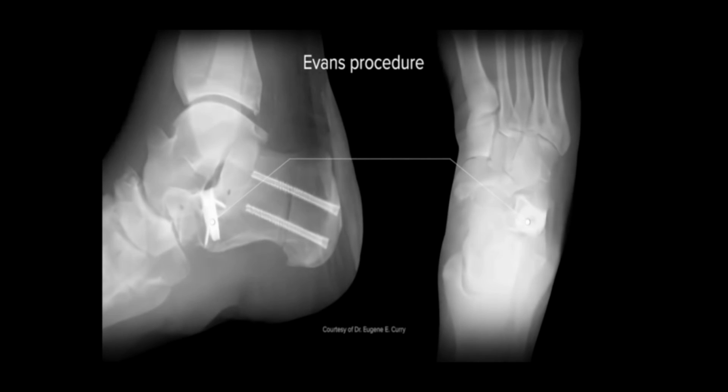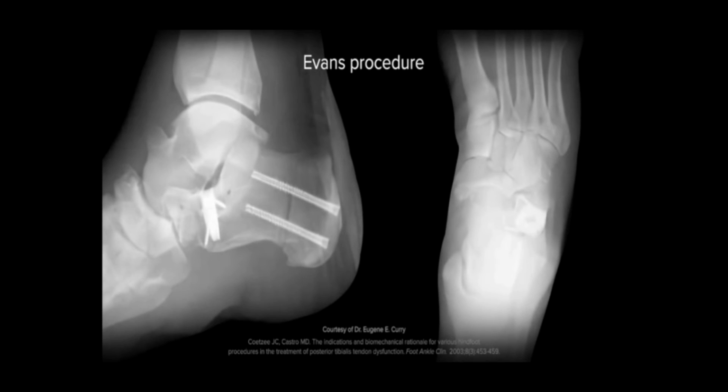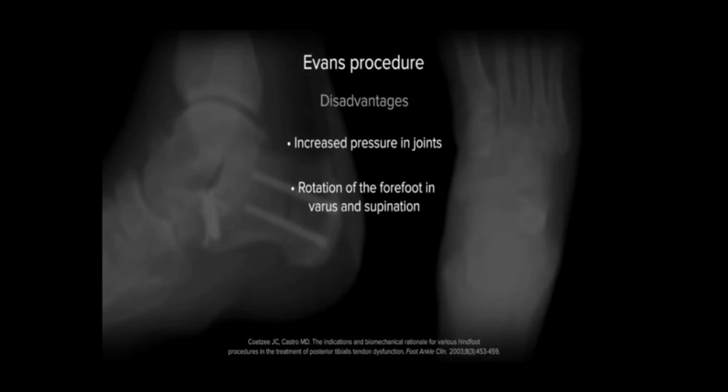Here, the column is lengthened with a biosync reconstruction wedge, but a plate or an allograft could also be used. It is worth noting that the commonly referred to short lateral column may be relative shortening, and any attempt at lengthening may increase pressure at the calcaneo-cuboid joint, causing improper rotation of the forefoot in varus and supination. There can also be impingement found in the sinus tarsi.